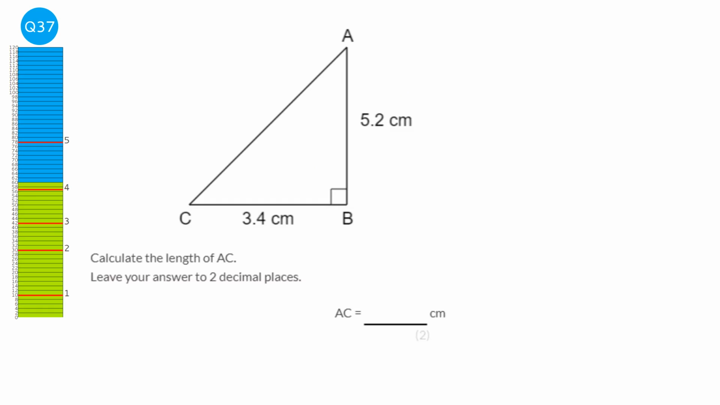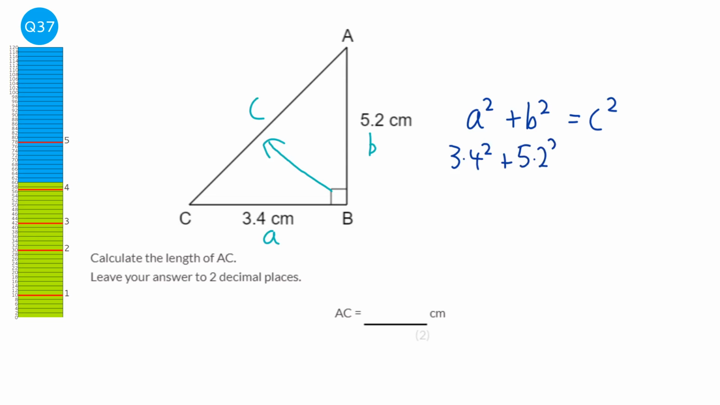So we've got a right angle triangle and we're given 2 lengths and we're asked to find a third length, and that means we're going to be using Pythagoras' theorem. To do that, we're just going to label the sides A, B and C, and C must be the hypotenuse, which is opposite the right angle. Pythagoras' theorem says that A squared plus B squared equals C squared. A we can see is 3.4, B is 5.2. And we're looking for what C squared is.